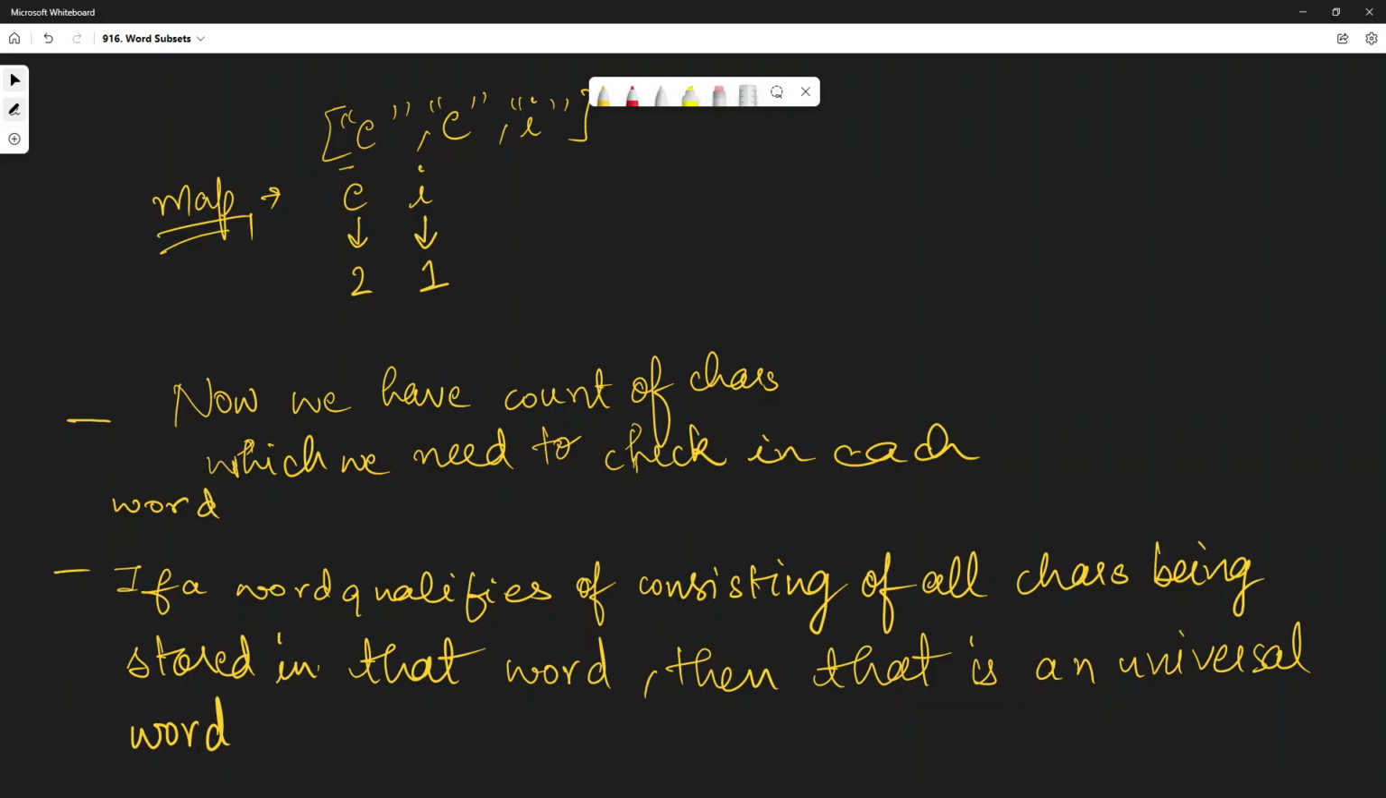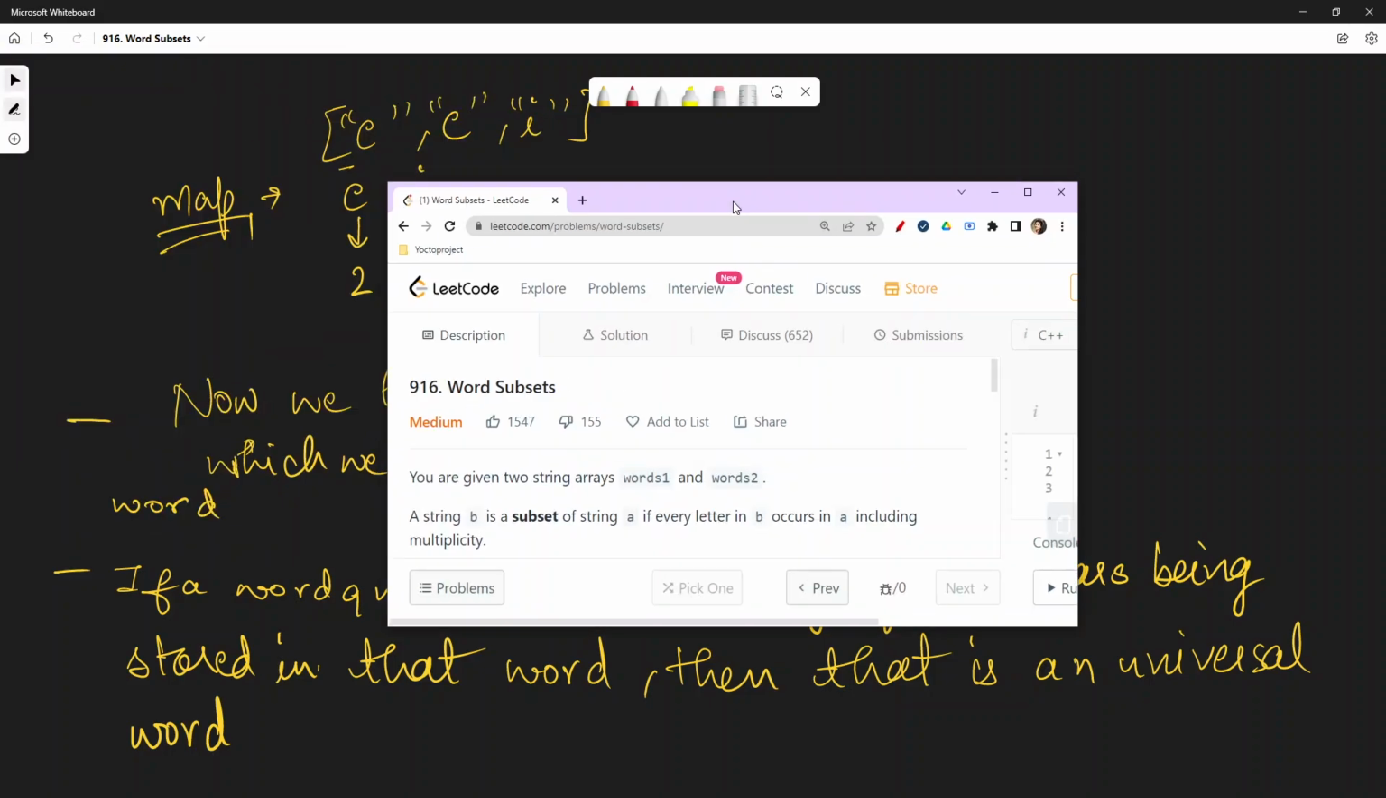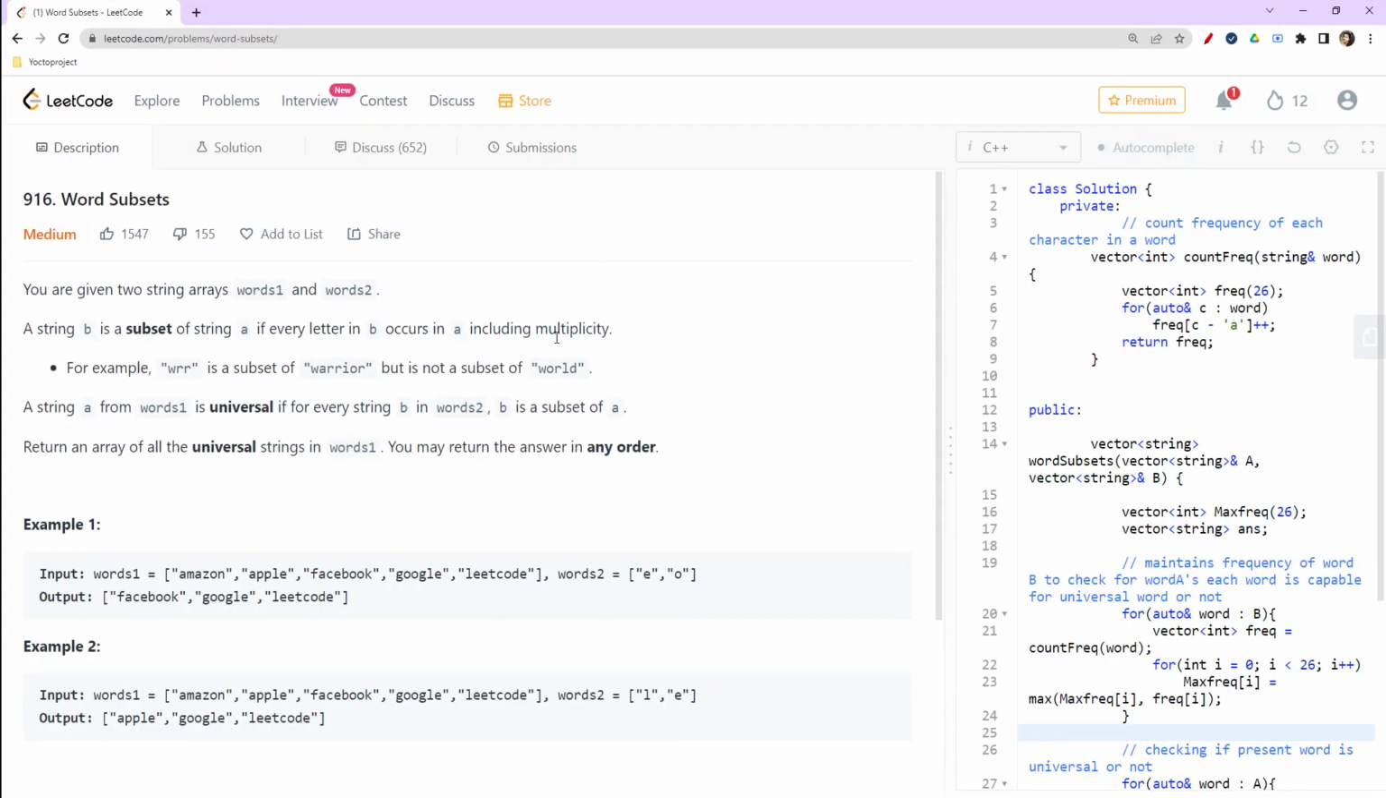Hello everyone, so today we are going to do the Leetcode daily challenge, word subsets. So basically in this question, let me show you the question. As per the question, you are given two string arrays, word 1 and word 2.